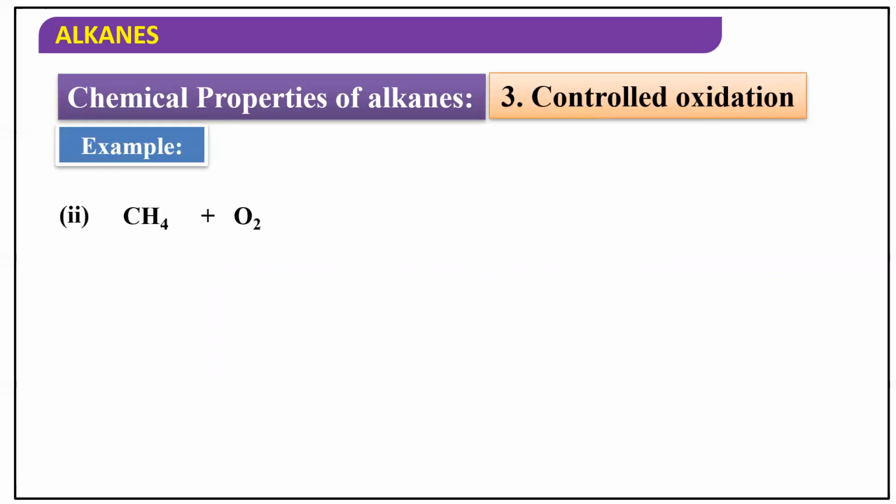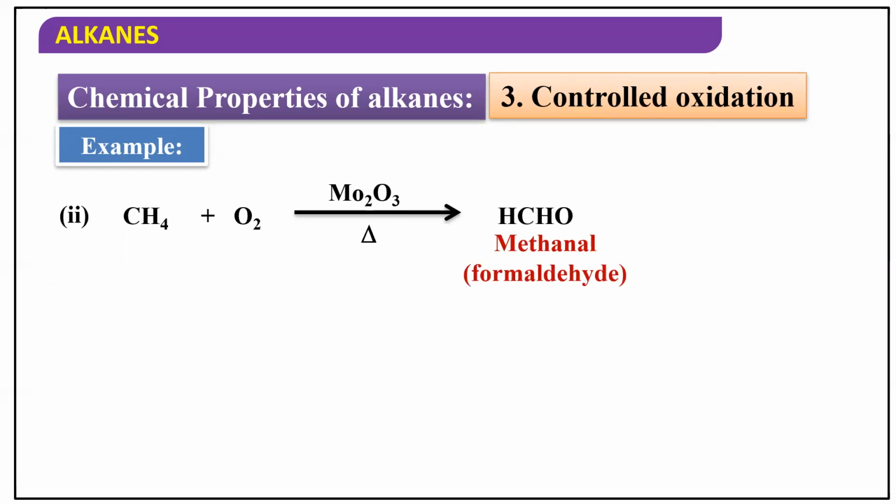If I take the same compound methane and react it with molybdenum oxide and heat, now you can see the difference here. There's a change in the catalyst that is used. In the previous case, we used copper. Here we are using molybdenum oxide. If you use molybdenum oxide, look at the product that's obtained. The product that's obtained is methanal, which is formaldehyde. When we used copper, the product was methanol, an alcohol. Whereas when I use molybdenum oxide, the product is an aldehyde, which is methanal, also called formaldehyde.